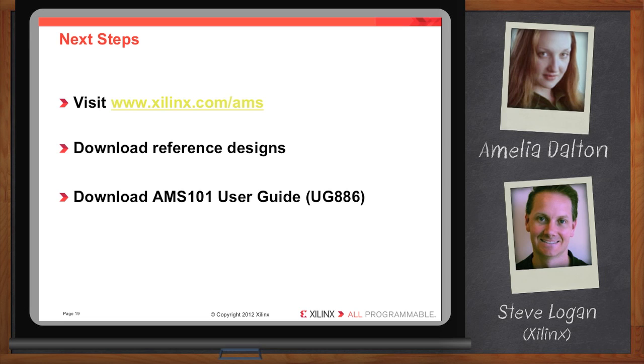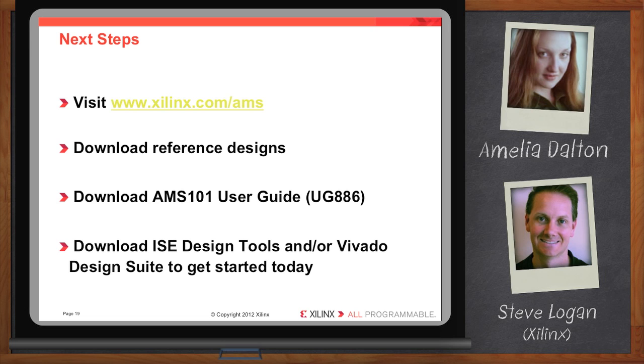Once you're on that site on Xilinx's page, you'll want to download the AMS 101 user guide, and that's user guide 886. And then you're going to want to use these tools inside ISE and Vivado that we've already got available for you to use today, and get started measuring analog in your system today. Great. I'm going there right now.